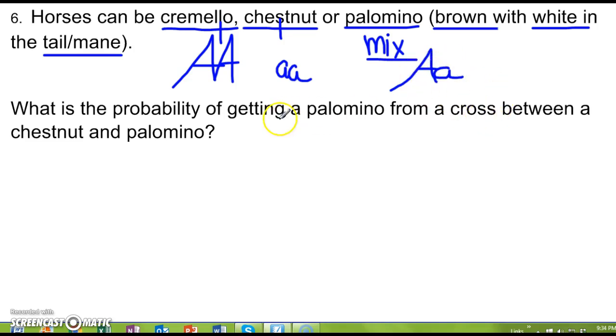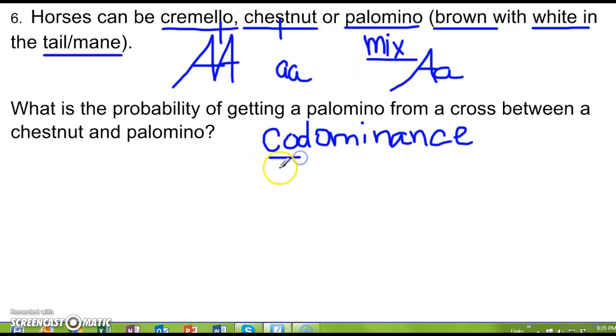Just understand that this example is codominance. The cremello and the chestnut genes are really both equally being expressed, rather than incomplete dominance. Incomplete dominance would probably be a light brown color, an intermediate in between the two. So this is co, meaning these are equal.